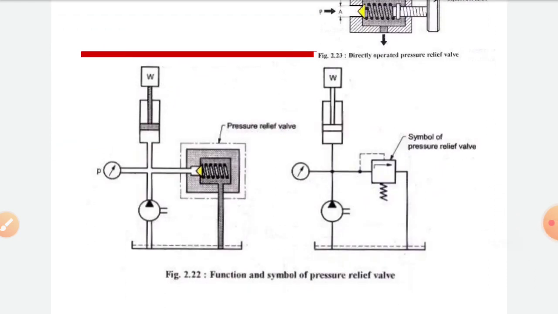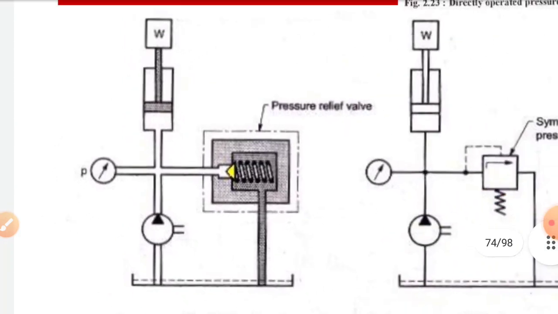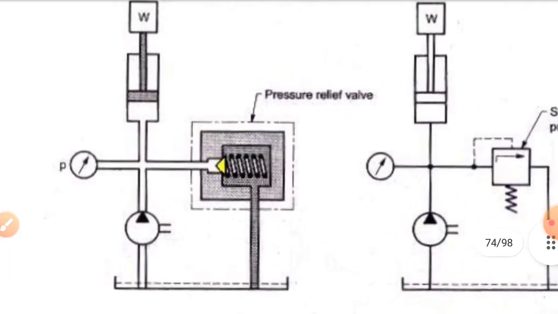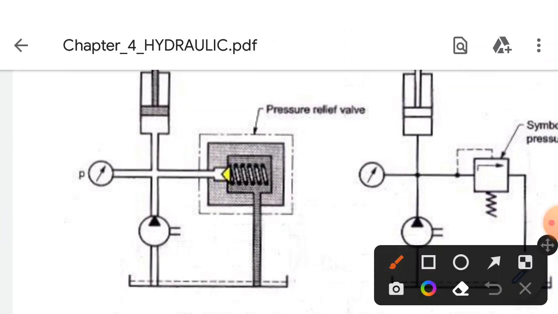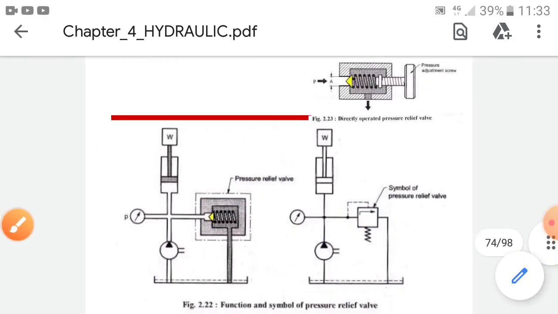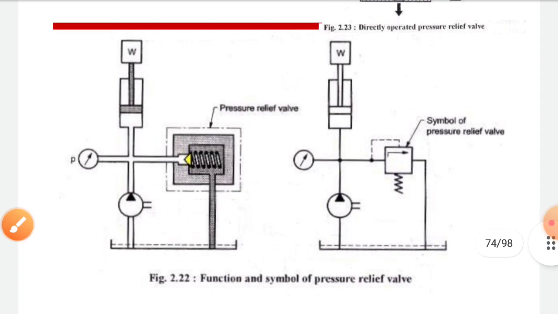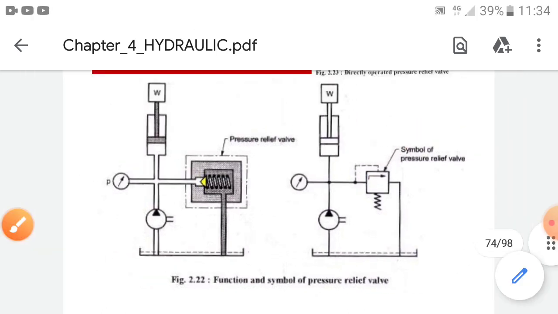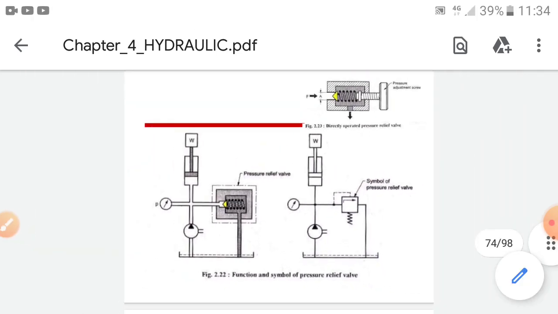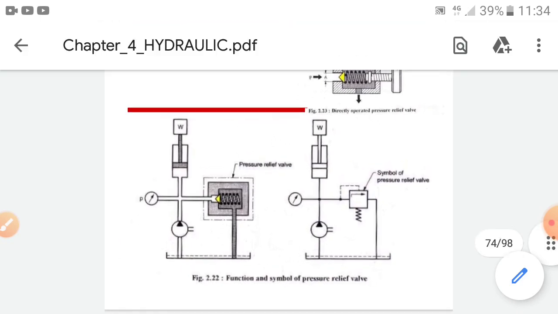This figure shows the functions and symbols of a pressure relief valve. Okay, so we can see here an example of the functions of a pressure relief valve. This is a hydraulic circuit, and in it we can use a pressure relief valve here. This is the symbol of a pressure relief valve.